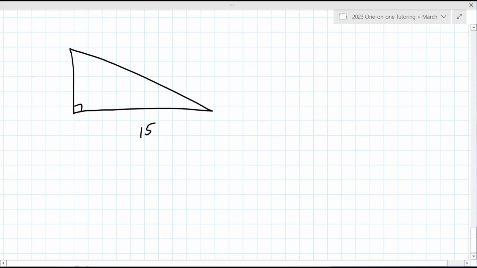So let's try another one here. Let me make this slightly different. Let's say this is 15 and this is 5 square root 3. Can you find c for me, please? And I want you to use a squared plus b squared equals c squared. Okay.